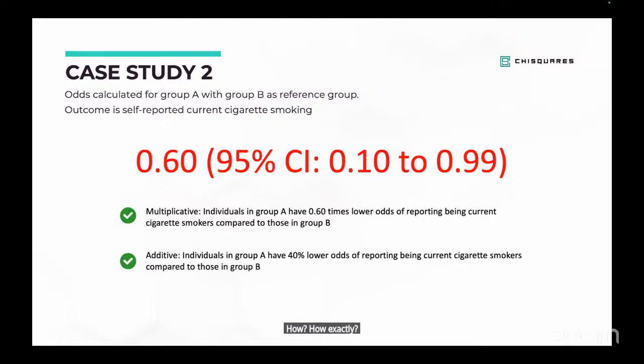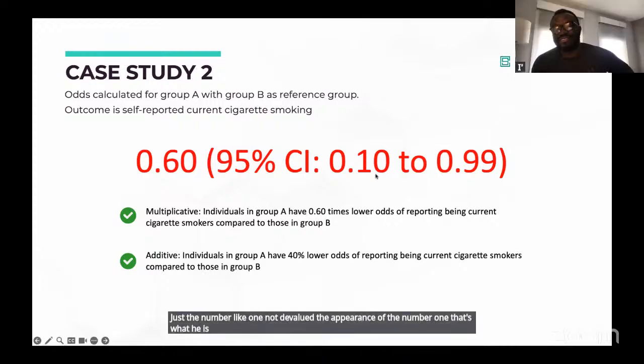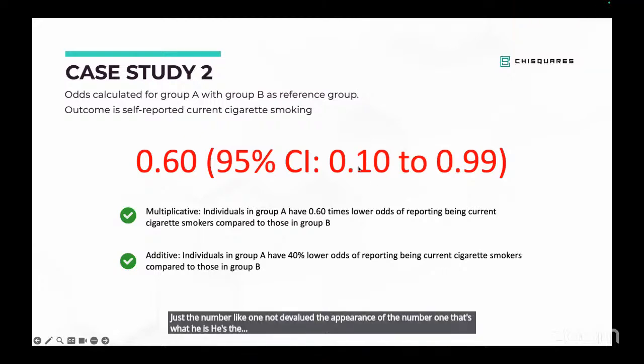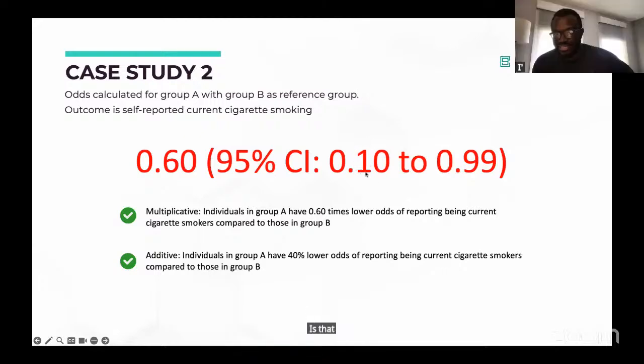Prof, I think what he is looking at is the appearance, just the number like 1, not the value. The appearance of the number 1, that's what he is seeing. Okay, Kelvin, are you confused by this 1 you are seeing here? Exactly. Is that what you're confused by? Kelvin, are you still with us? Okay, we've lost him.